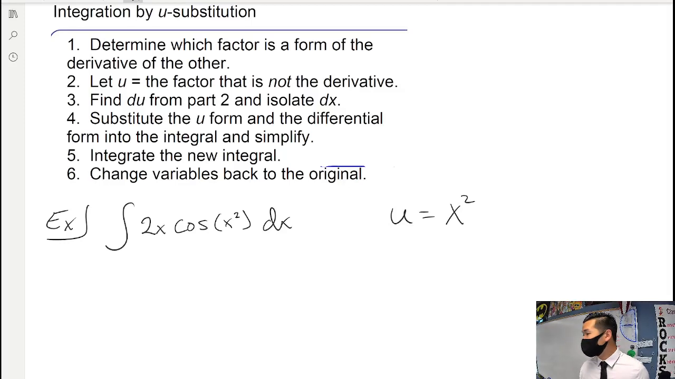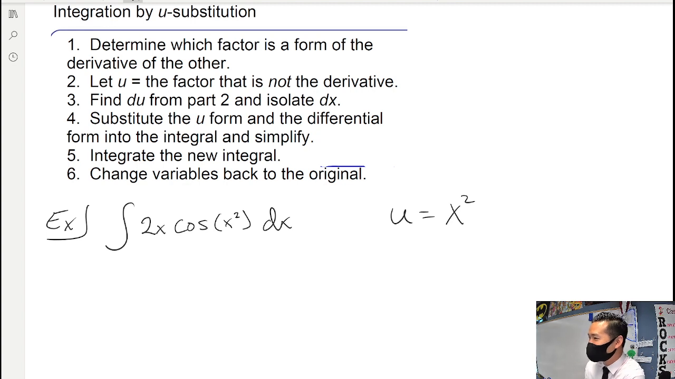Yeah, it is the inner, but why are we letting it equal to that? Sometimes it will be the outer too. Sometimes it'll be something else. Hold on a second. All right. Now let's try this again. Let me ask my question first.